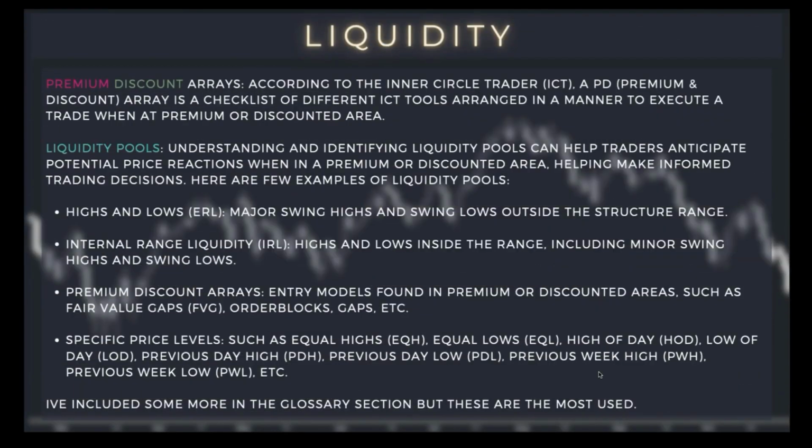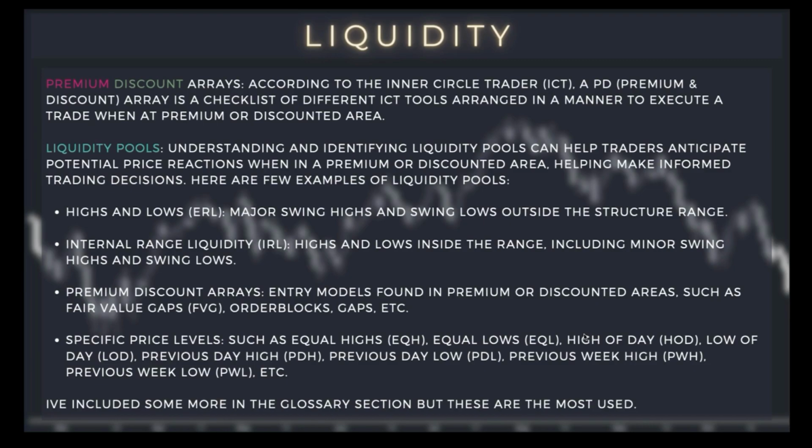So let's talk about liquidity. I consider liquidity to be anything, by the way. So premium discount arrays. According to the Inner Circle Trader, ICT, a PD premium discount array is a checklist of different ICT tools arranged in a manner to execute a trade when at a premium or discounted area. Next is liquidity pools. Understanding and identifying liquidity pools can help traders anticipate potential price reactions when in a premium or discounted area, helping make informed trading decisions.